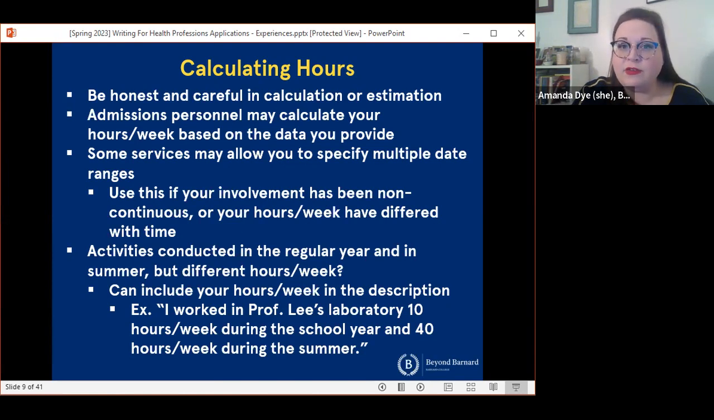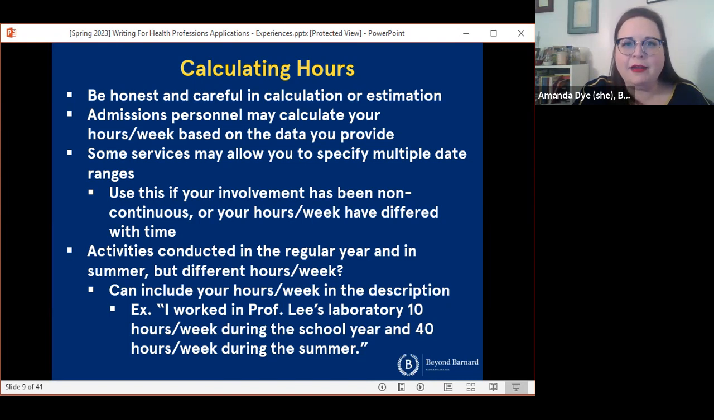That's also an extra thing to know. Some application services will let you specify multiple date ranges, which is super helpful if your involvement with something is non-continuous. Let's say a research experience that you did for 2 different summers, but not the academic year in between, or if your hours per week differed over time.